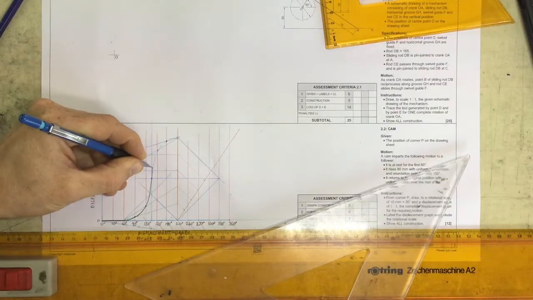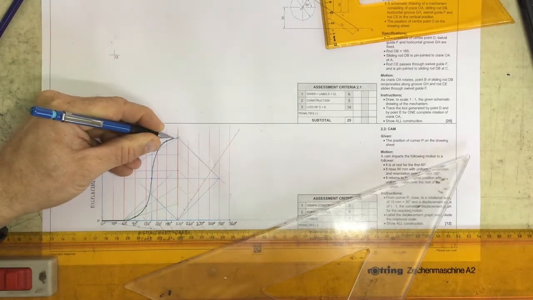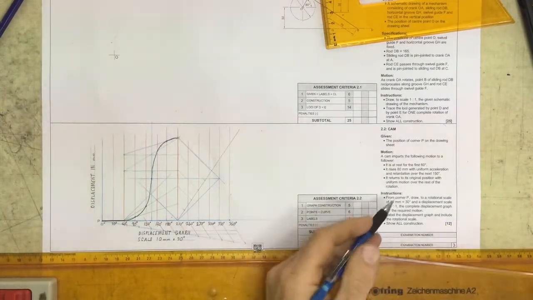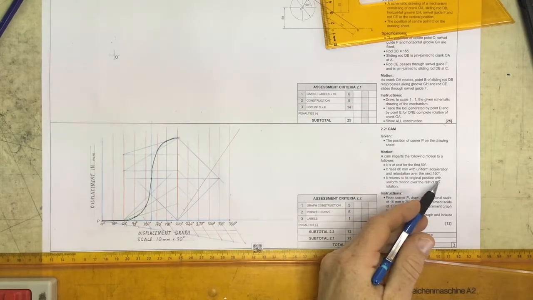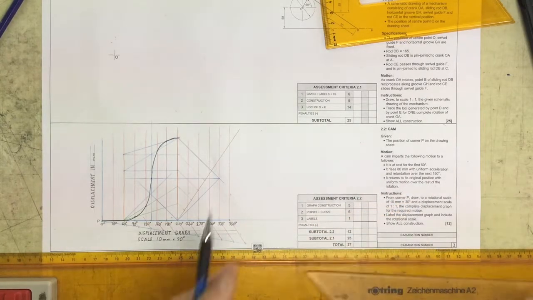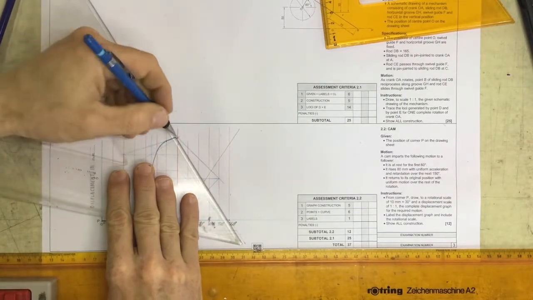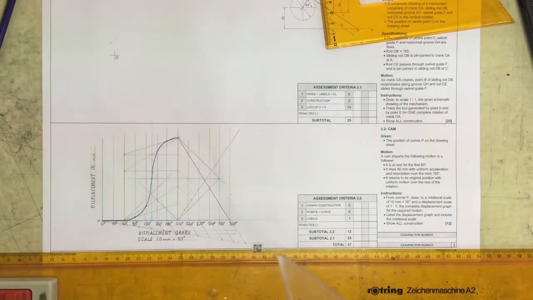acceleration and retardation. Okay, after that, you can see that it says over here, it returns to its original position with uniform motion over the rest of the rotation. Right, so I'm just going to draw a straight line going all the way down to that 360. And that is all you need to do for that question. Super.